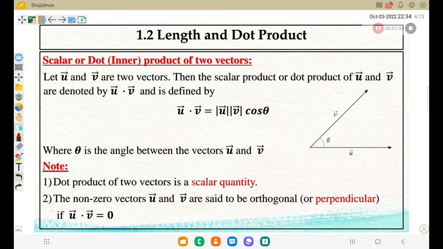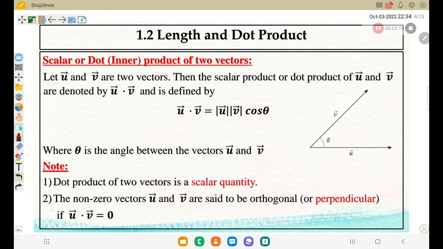Length we already discussed in section 1.1, the magnitude of a vector, correct? Root of x square plus y square. In space it means root of x square plus y square plus z square, correct? Now here we come to the dot product. Okay, so dot product or scalar product or inner product, three names we can use: scalar product, dot product or inner product of two vectors.